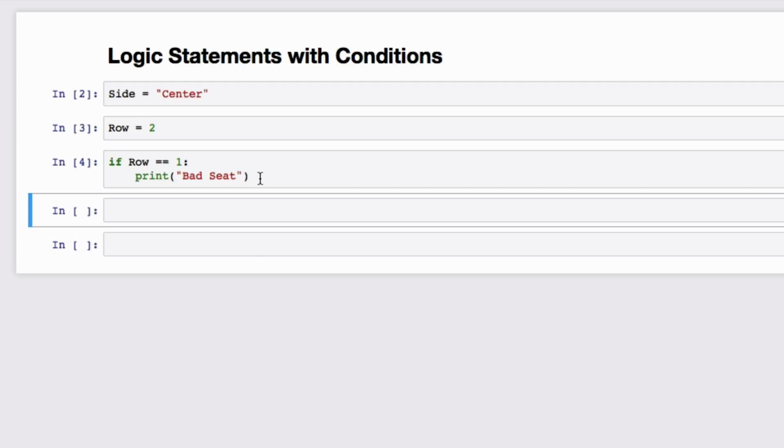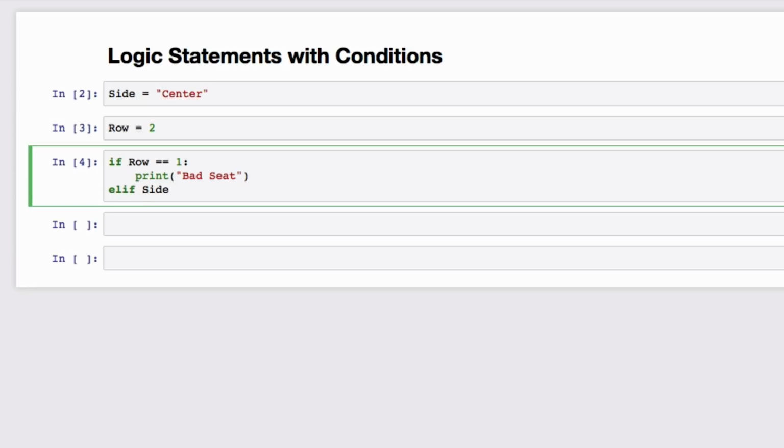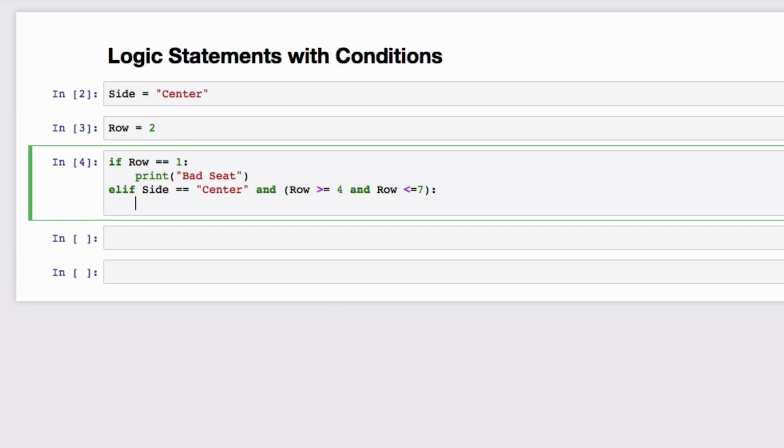The if statement is looking for the indentation to tell it what you want to do if the condition results to true. Next, we want to tell our program what a good seat is, so we are going to then add elif, which stands for else if, followed by additional expressions of a seat side being equal to center and the row being greater than or equal to 4 and less than or equal to 7.